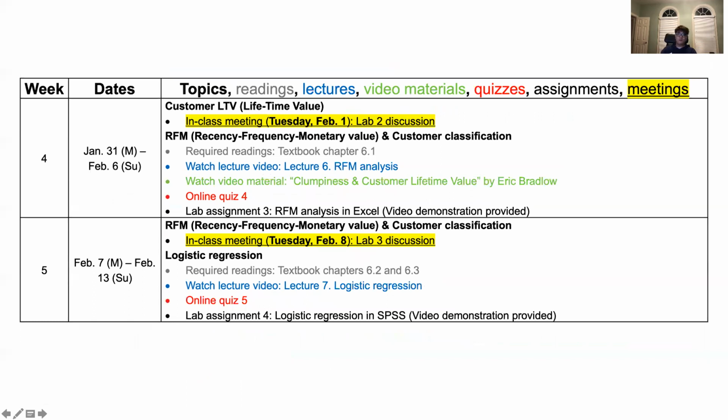In week 4, you will learn RFM, recency, frequency, and monetary value analysis for customer classification. The format is the same: textbook, lecture, additional materials, quiz, and lab. During this week, we will have an in-person discussion for managerial challenges related to the case in the week 3 lab assignment. In the 5th week, you will learn logistic regression in the same format, including a group discussion for the case in the week 4 lab assignment.